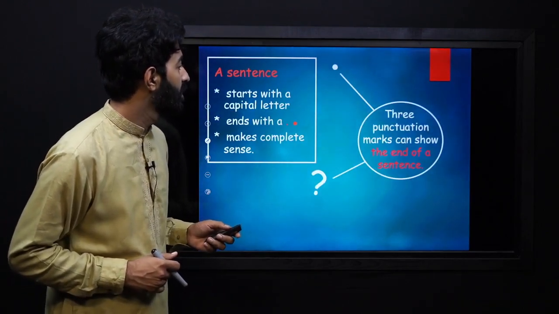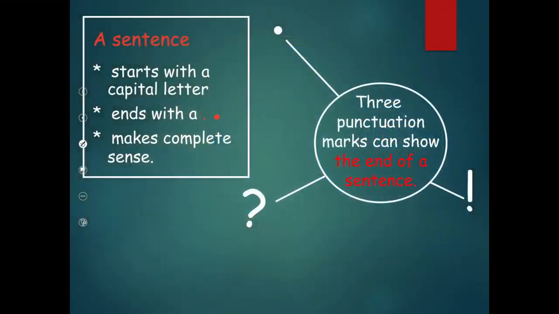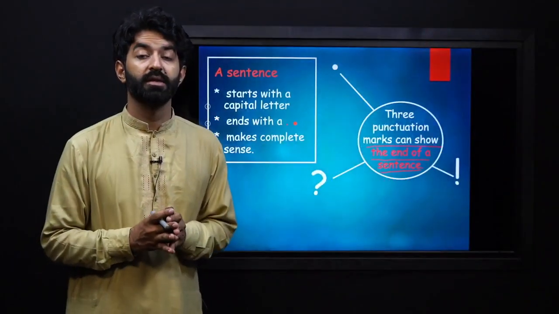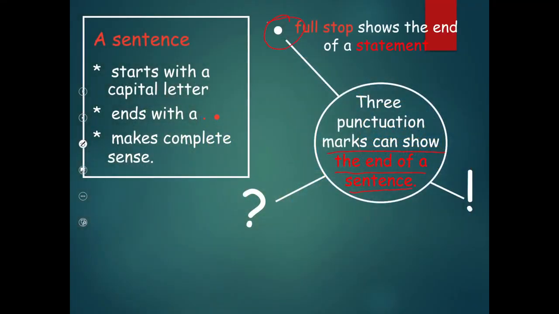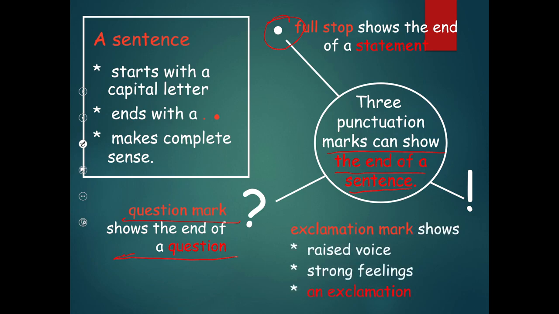So let's see. The punctuation marks can show the end of a sentence. Also, there are three ways when we know that the sentence has ended. They are the full stop, it shows the end of a statement. Question mark shows that it's the end of a question, an interrogative sentence. And exclamation mark also indicates that the sentence has ended. It shows raised voice, strong feelings, and an exclamation.